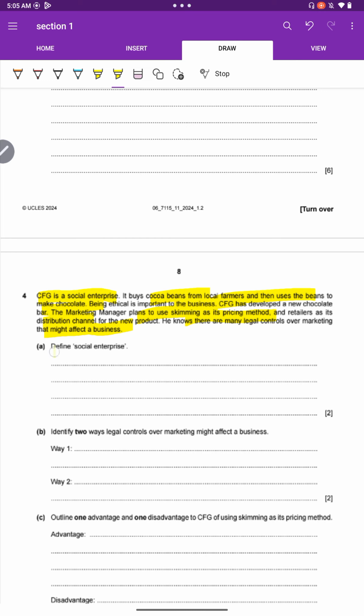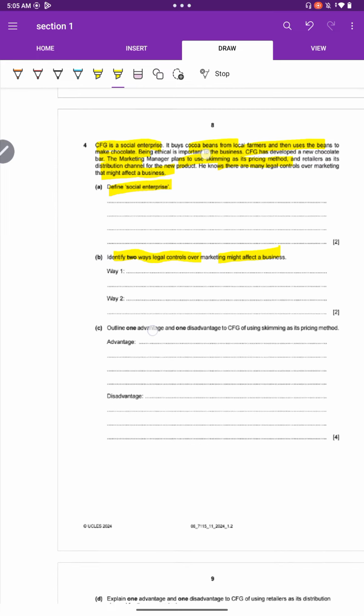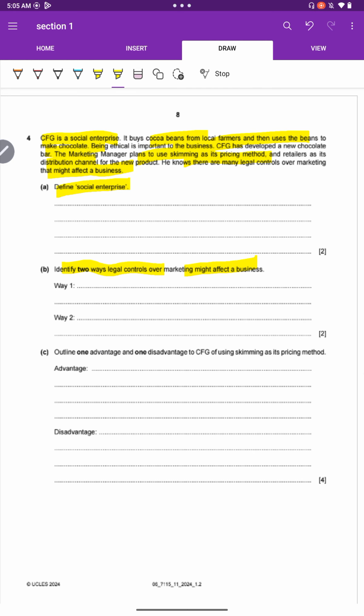So the first question is to define social enterprise. The second one, identify two ways legal controls over marketing might affect a business. And the third one would be outline one advantage and one disadvantage to CFG of using skimming as its pricing method.